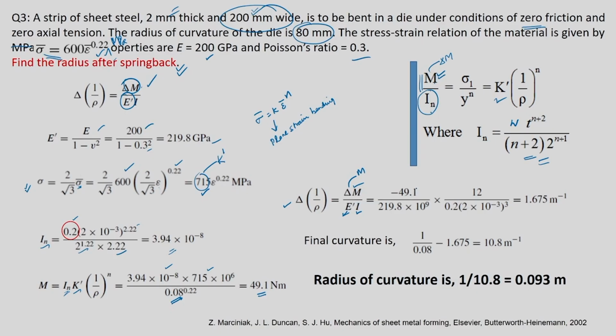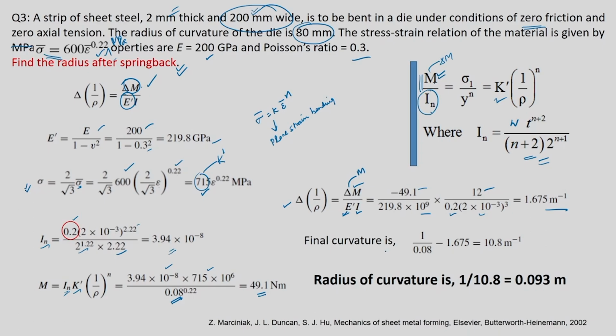So, you can see that 49.1, okay, divided by 219.8 into 10 power 9, okay, and I is nothing but W T cube by 12. So, W is here, T cube is here, 12 goes to numerator. Finally, you will get del 1 by rho as 1.675 meter inverse, right. So, this is only del, okay, del 1 by rho.